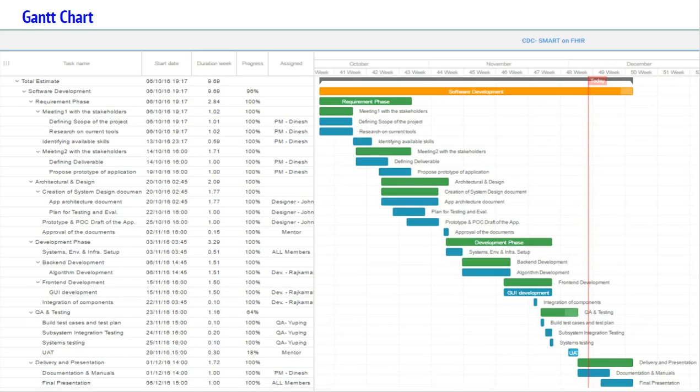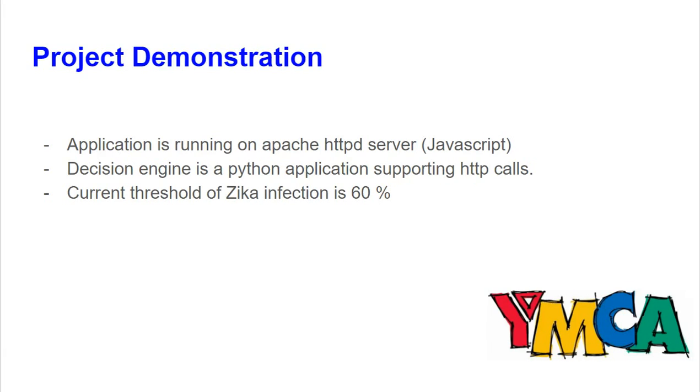This is our updated Gantt chart. We have finished the development, integration, and testing of the application. We are delivering the application and all the related documentation to the mentor along with the final presentation this week. Let's have a look at the project demonstration.